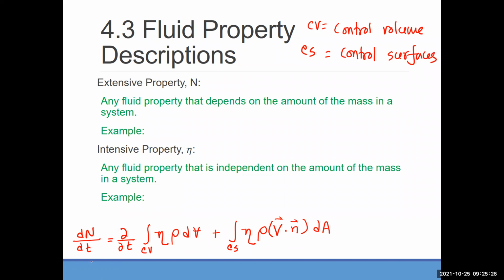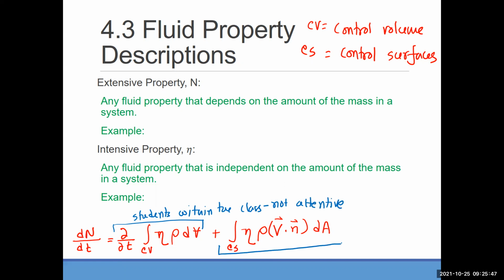Okay, so this part is students within the class not attentive, and this part is incoming and outgoing students, and in total that is the number of attentive students. Okay.